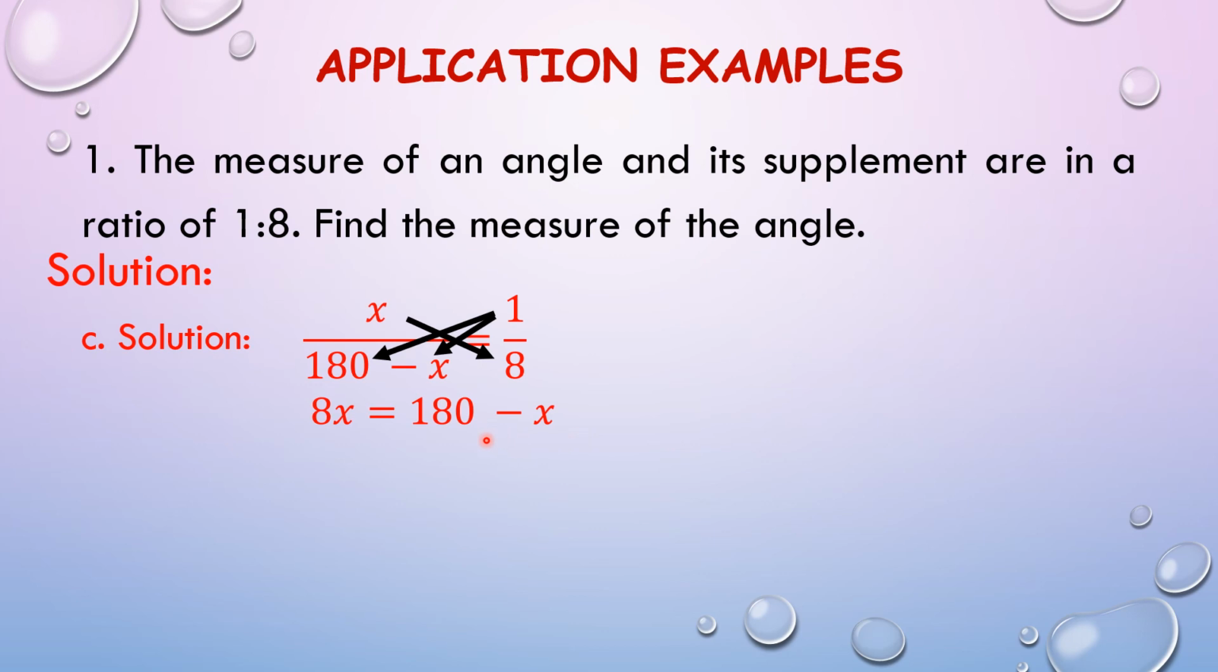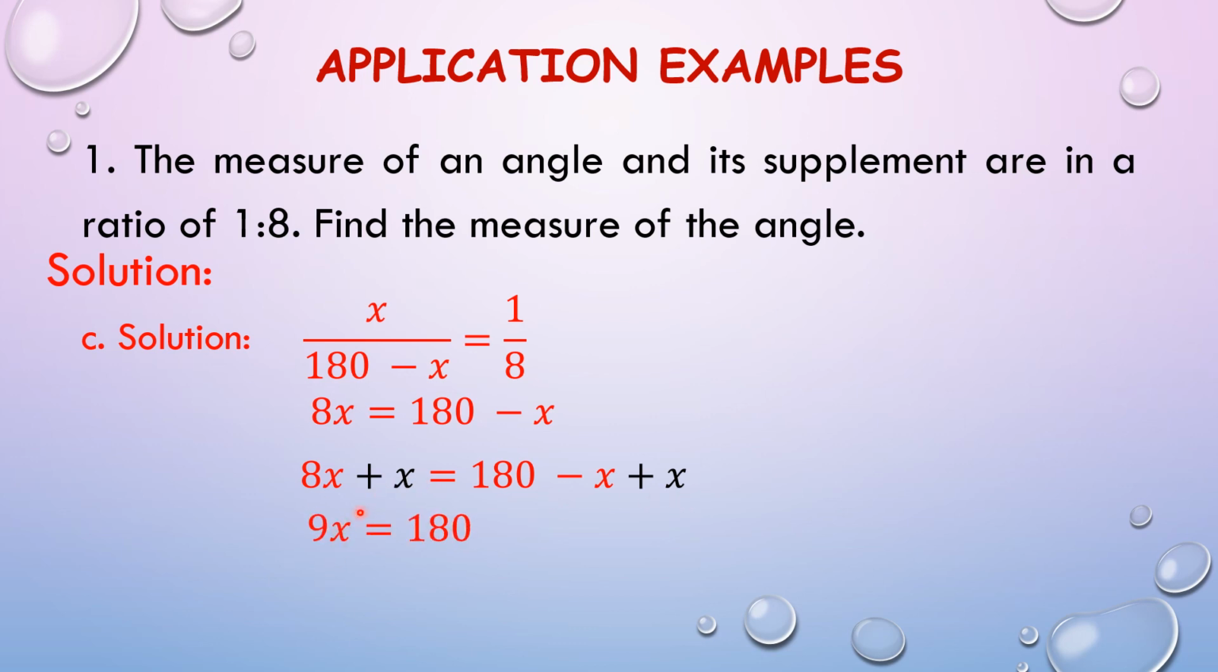Next, we group our terms, with all the variables on the left side of the equal sign and the whole numbers on the right side. How are we going to do that? We eliminate the negative x by adding x. Negative x plus x is equal to 0. What we do on the right should be done on the left side. Since we added x, we also add x on the other side of our equal sign. So that is 8x plus x is equal to 180 minus x plus x.